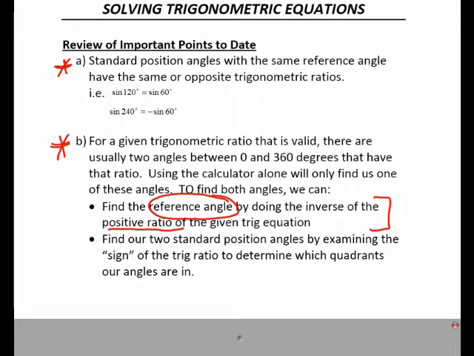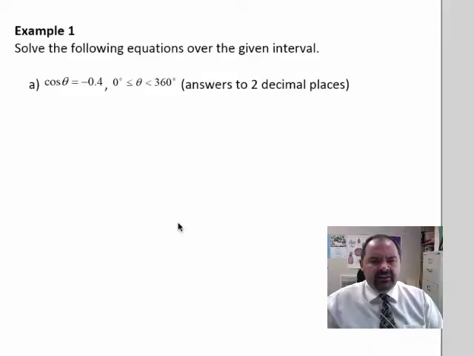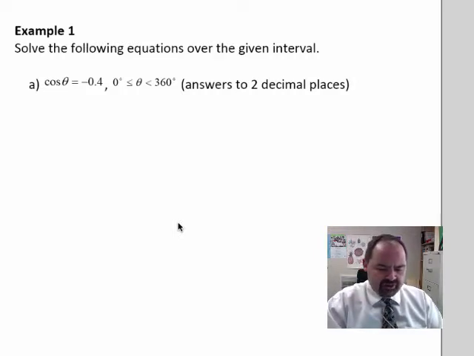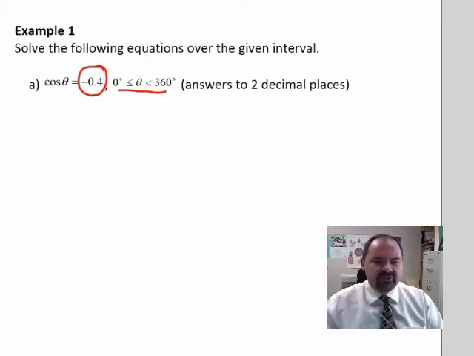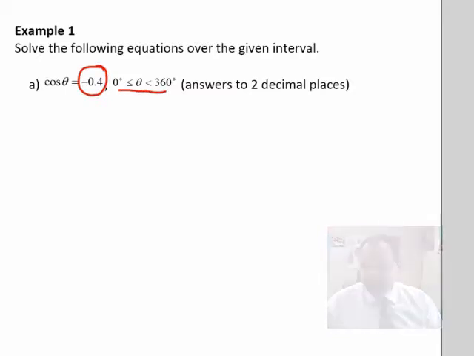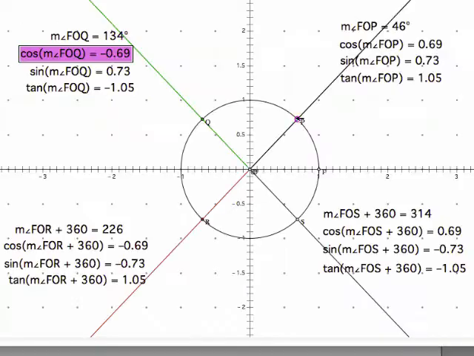And if we then have the reference angle, we can find the standard position angles we're searching for by examining the plus and minus sign of the trig ratio to determine the quadrants in which our angles terminate. Alright, let's put all this theory into practice by solving this given trig equation. We want to know what angle has a cosine ratio of negative 0.4. And we want all the angles between 0 and 360 degrees that have that ratio.